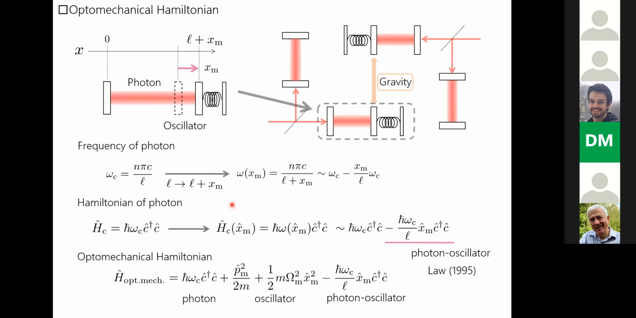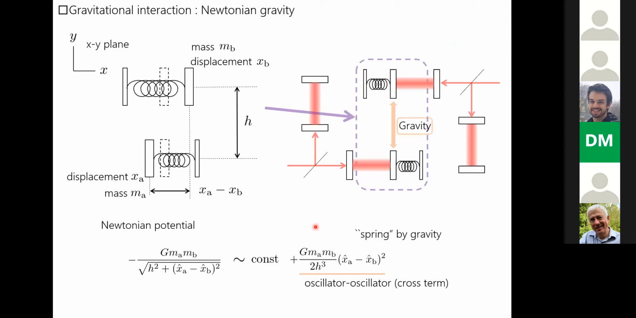The Hamiltonian of this optomechanical system is composed of three parts: the free Hamiltonian of the cavity photon, the Hamiltonian of the oscillator, and the interaction between the photon and the oscillator. Next, we consider the gravitational interaction. This figure shows the purple part of the total system.